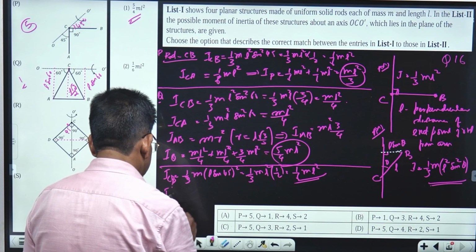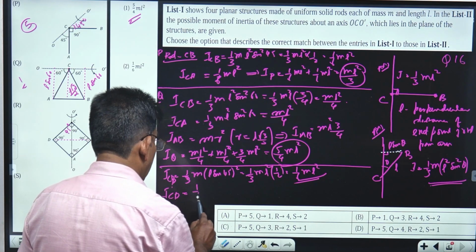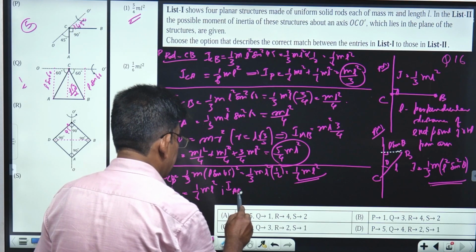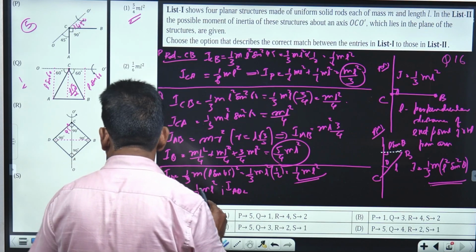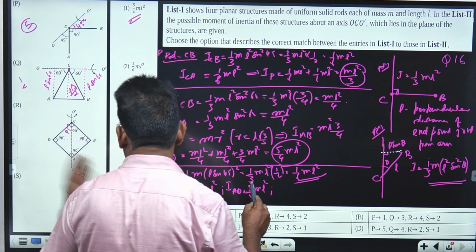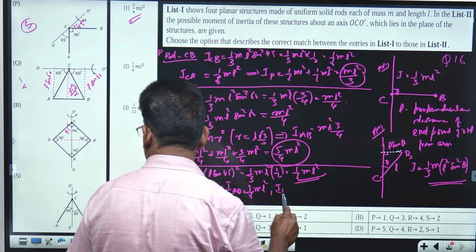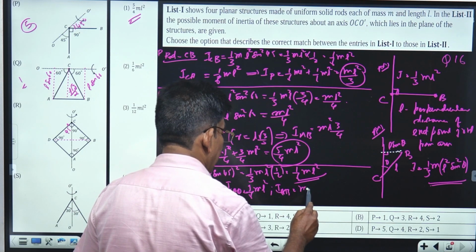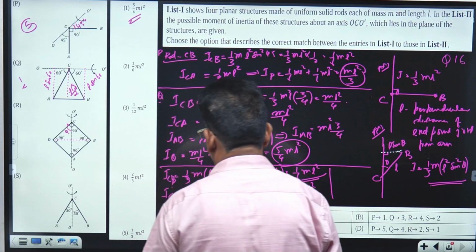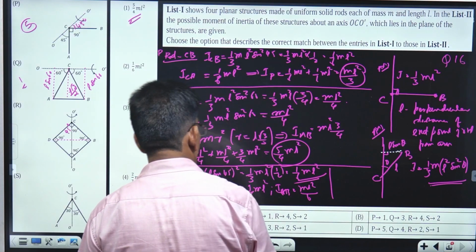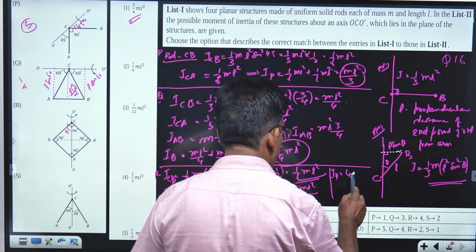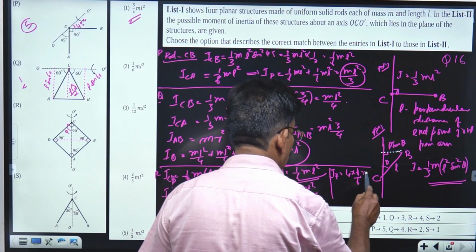Now, what about ICD? Exactly same, 1 by 6 m L square. And what about IAD? Exactly same perpendicular distance, L sine 45. This is also coming to be 1 by 6 m L square. So, no need of any further explanation. IAB is equal to m L square by 6. Now, how many are there? We have this is the case R. 4 are there. Therefore, total moment of inertia IR, I'd write 4 into 1 by 6 into m L square.